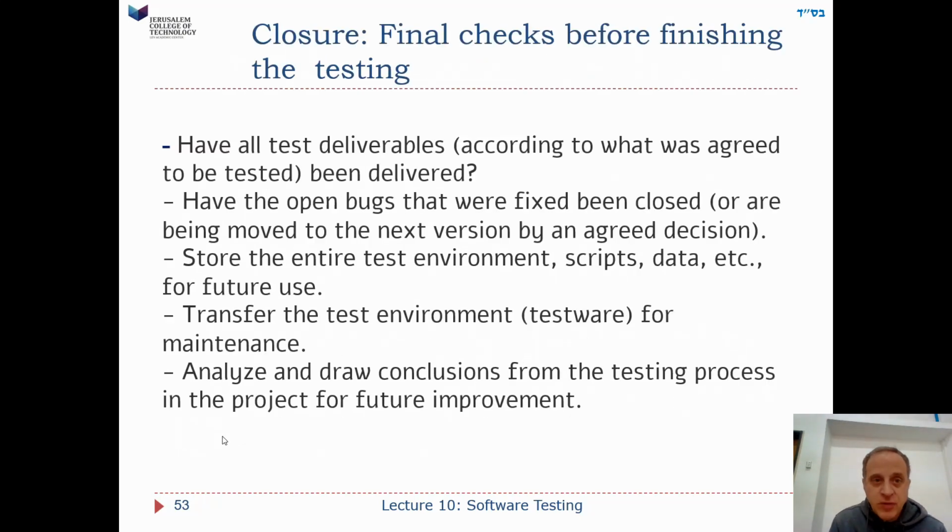Closure, final checks before finishing the test. Have all the test deliverables, in other words, the tests that we wanted to do, been delivered? Have we finished them? Have the open bugs that were fixed been closed? In other words, if we fix the bug, we should close it now. Or are they being moved to the next version by an agreed decision? In other words, maybe we decided we're not going to fix this bug until the next version.